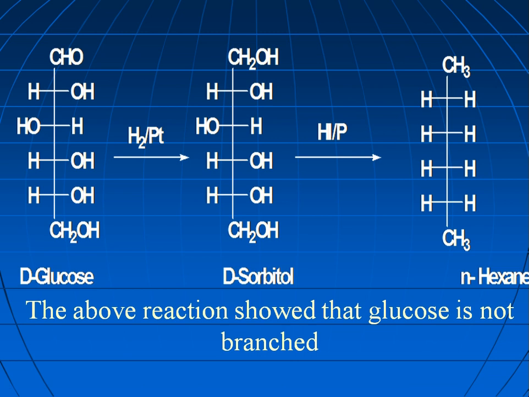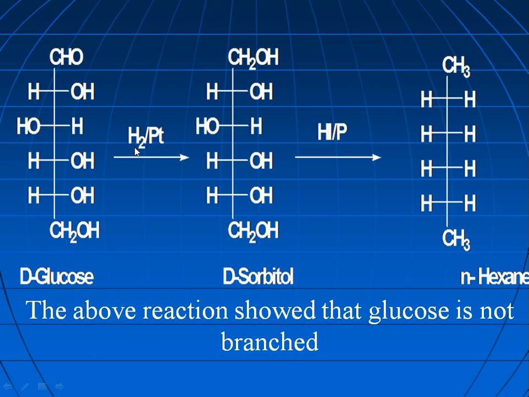So what is the meaning of D-glucose? This capital D indicates that when the carbon number 5 OH group is present on the right-hand side, that configuration stands for capital D glucose. If the carbon number 5 OH group is present on the left-hand side, then it will be capital L glucose. So this is the meaning of D and L.